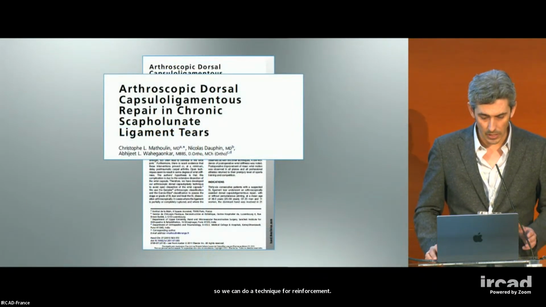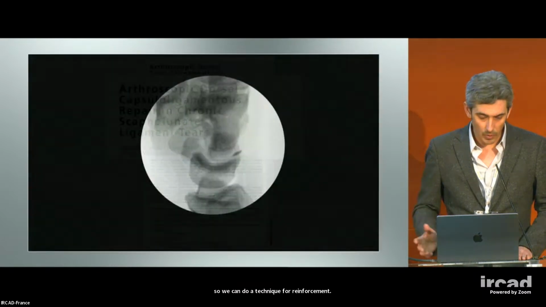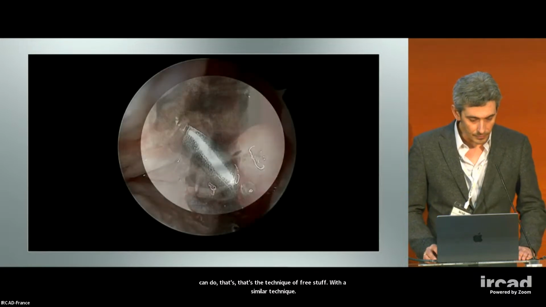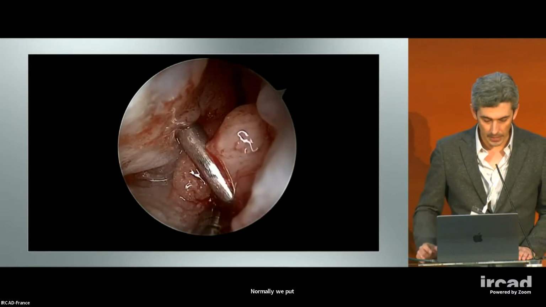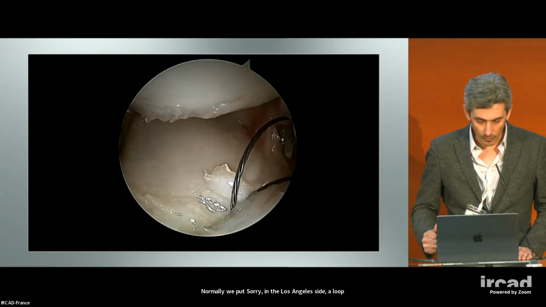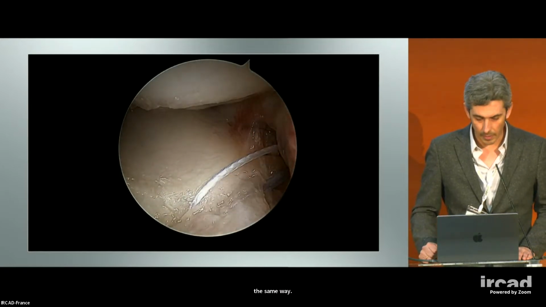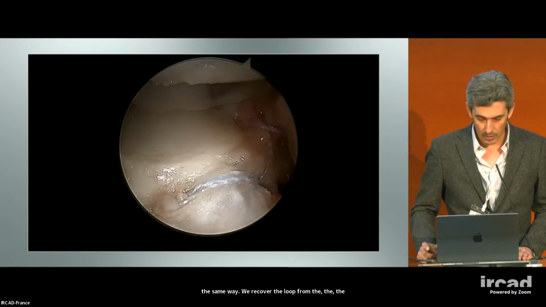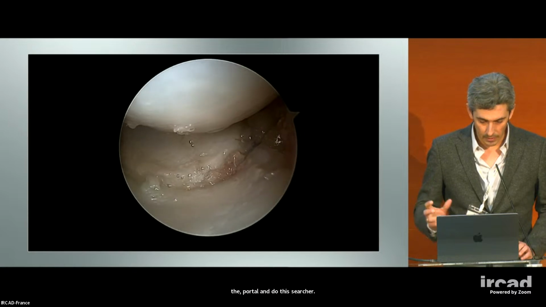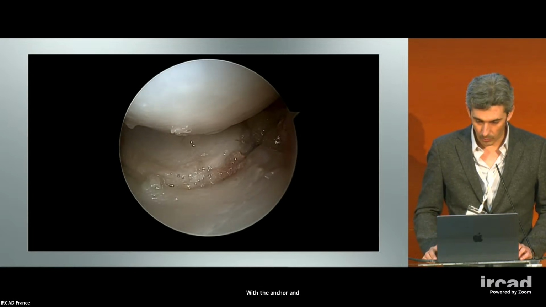Obviously, you can do in the dorsal side the technique of Christophe. We do a similar technique. Normally, we put an anchor in the dorsal side and pass a loop the same way. We recover the loop from the radial midcarpal portal and do this suture with the anchor, and when traction is applied, all the complex is corrected to the bone.